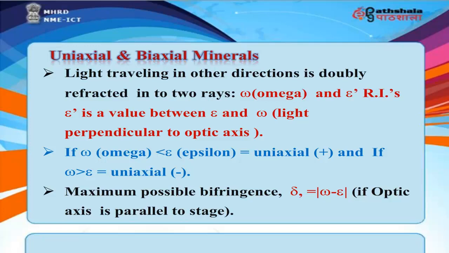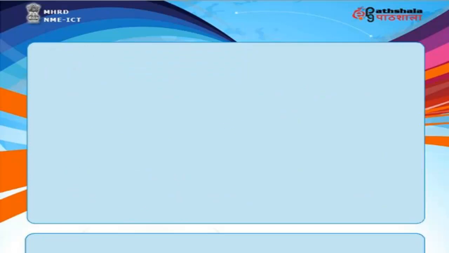Epsilon is the value between epsilon and omega, for light perpendicular to the optic axis. If omega is less than epsilon, the mineral is uniaxial positive, and if omega is greater than epsilon, then it is uniaxial negative. Maximal possible birefringence is delta equals omega minus epsilon, if the optic axis is parallel to the stage.